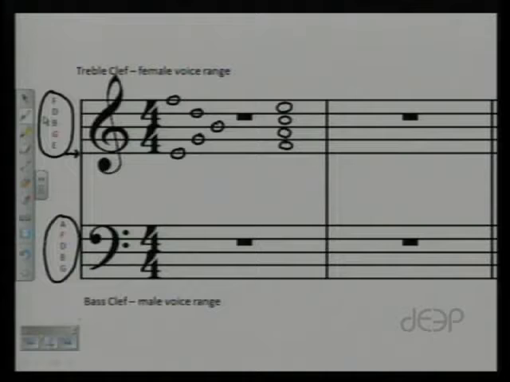On the bass clef, the bottom line is a G, then next is B, D, F, and A. The spaces in the bass clef are A, C, E, and G.